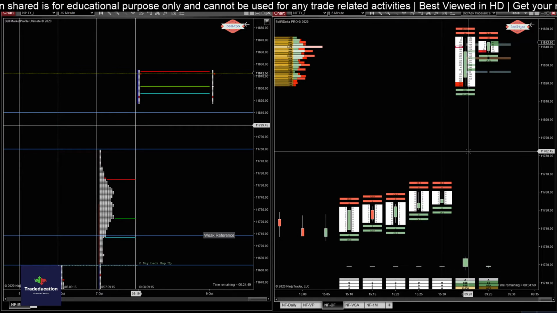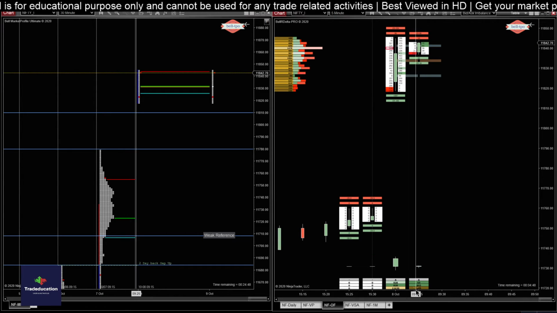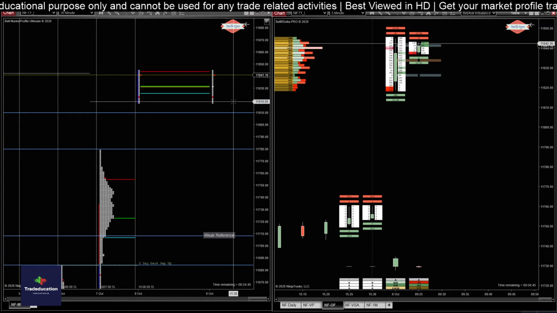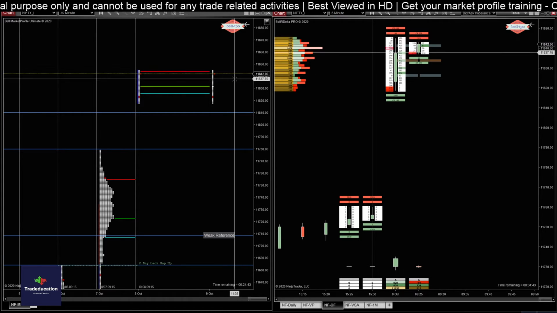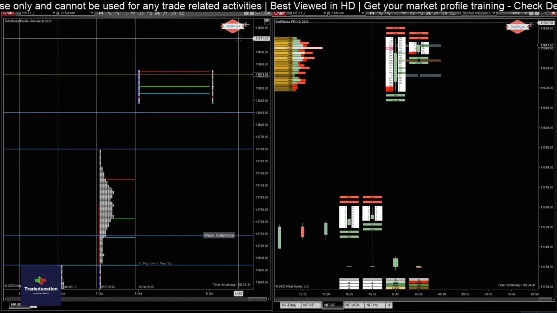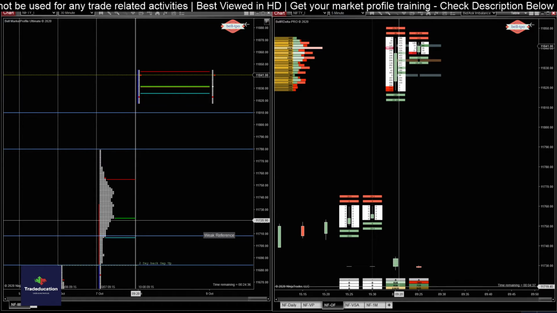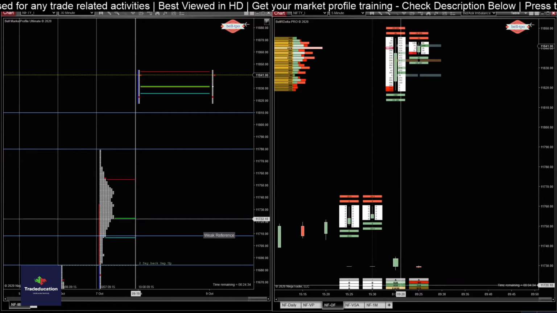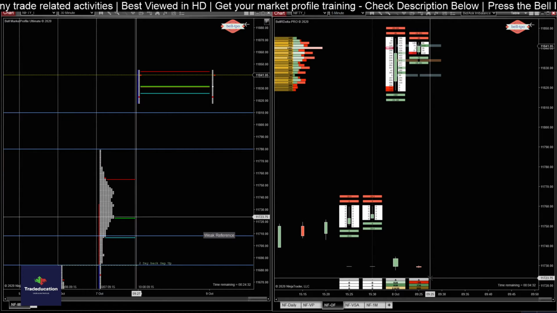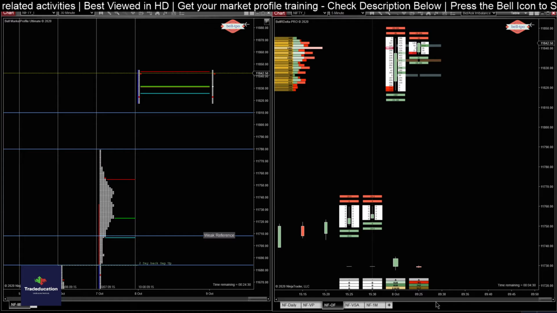Okay, so the first 5-minute auction is closed. 11,000 contracts traded. So today we need to see continuation to the upside because pretty good volume traded. If you see, the overall delta is positive, but now delta is slightly reducing, so buyers will be getting exhausted.